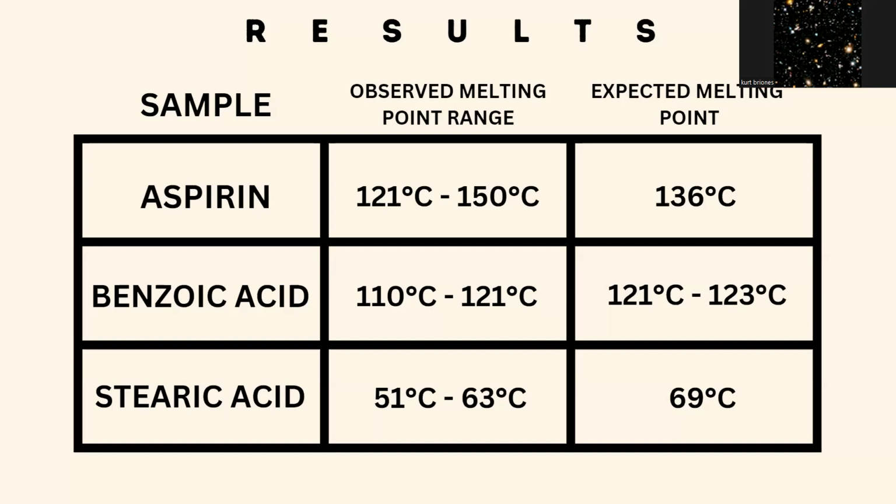For aspirin, the observed melting point range is 121 degrees Celsius to 150 degrees Celsius. For benzoic acid, 110 degrees Celsius to 121 degrees Celsius. So for stearic acid, it is 51 degrees Celsius to 63 degrees Celsius.